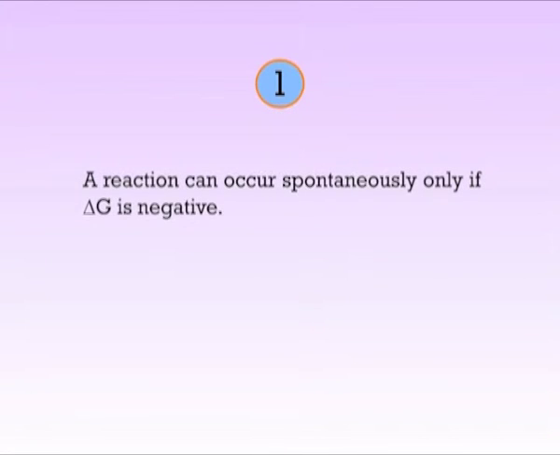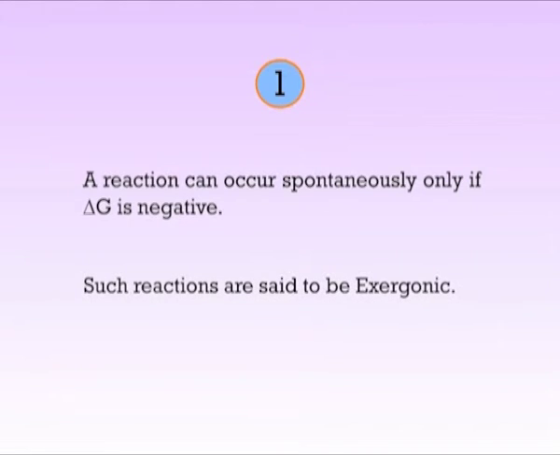Heterotrophic cells acquire free energy from nutrient molecules, and photosynthetic cells acquire it from absorbed solar radiation. Both kinds of cells transform this free energy into ATP and other energy-rich compounds capable of providing energy for biological work at constant temperature. The free energy change, or delta G, provides information on whether a reaction will occur spontaneously or not. Number one, a reaction can occur spontaneously only if delta G is negative. Such reactions are said to be exergonic.